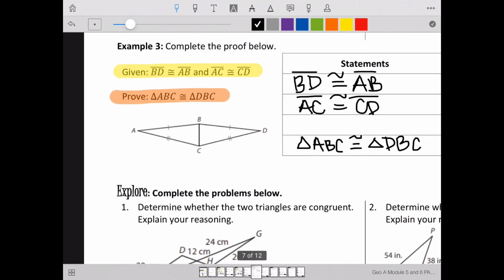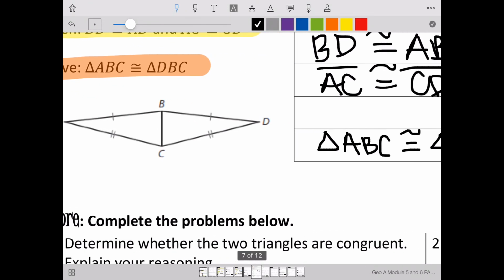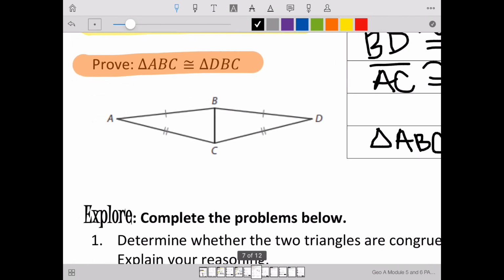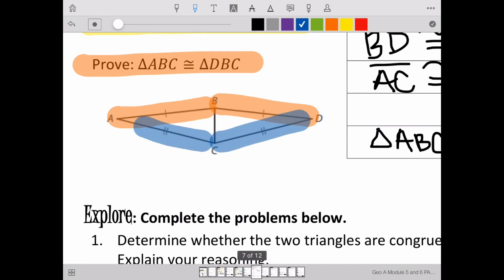So let's look at our diagram a little closer. We have two triangles. We already know that AB is congruent to BD, and we know that AC is congruent to CD. If we knew that BC was congruent to BC, then we could use SSS to prove that the two triangles are congruent.